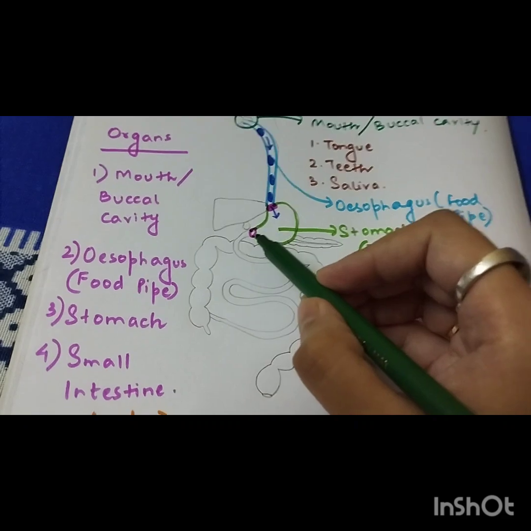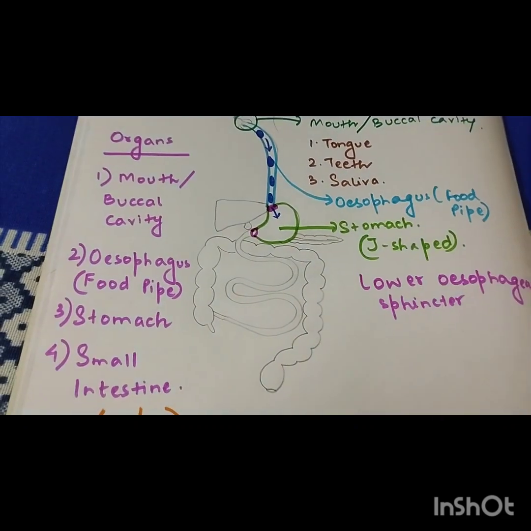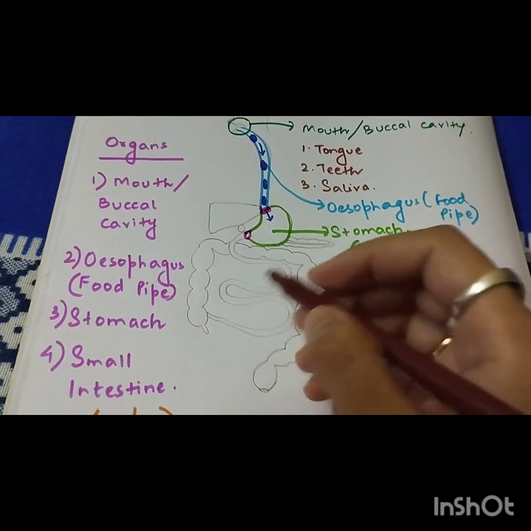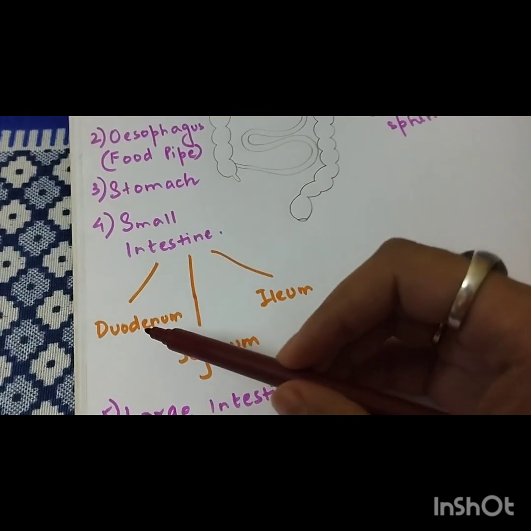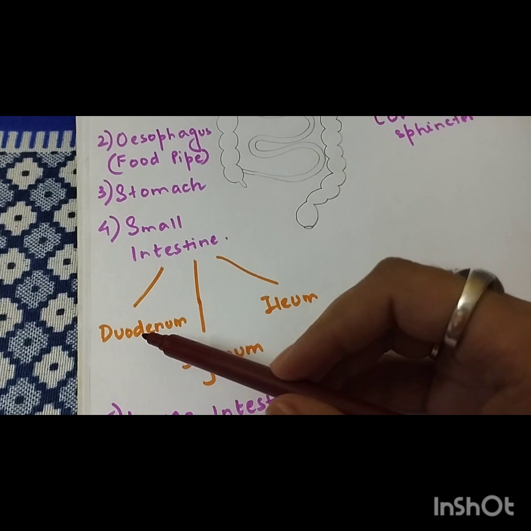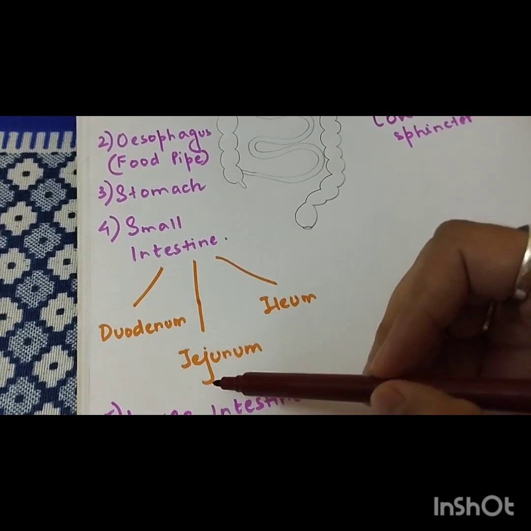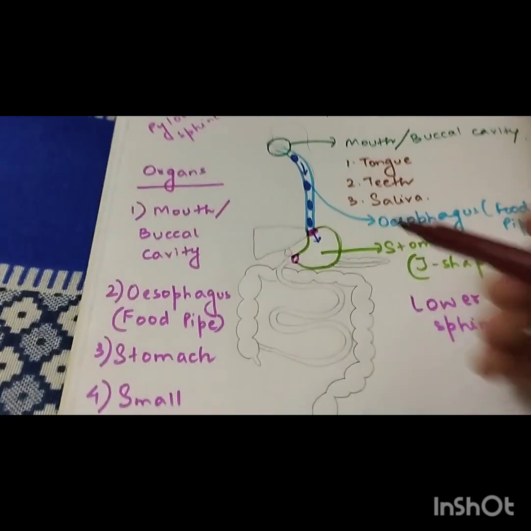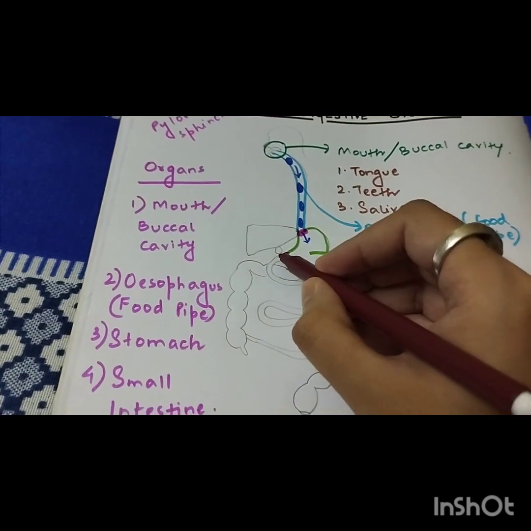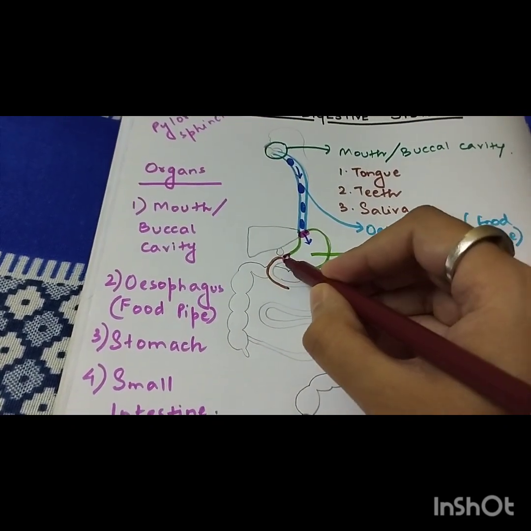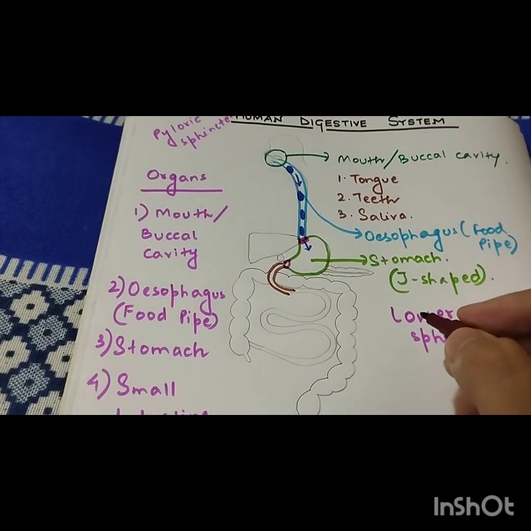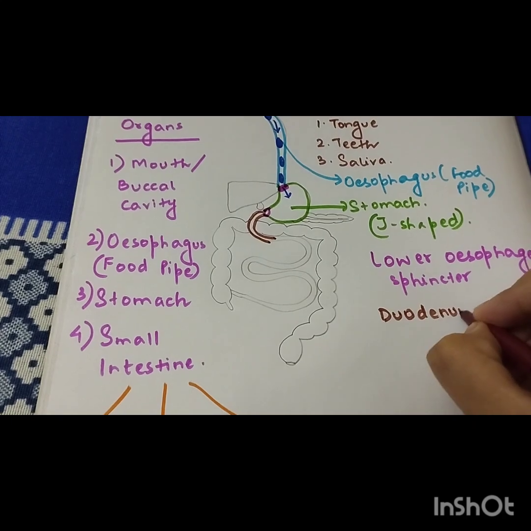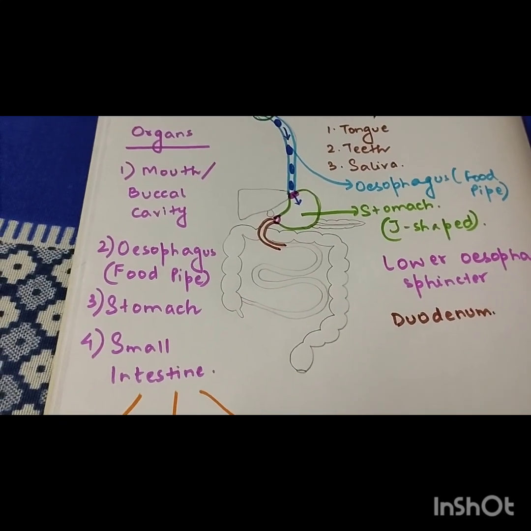Where the stomach ends, the small intestine starts. The small intestine has three parts, which I discussed earlier. The first part is known as the duodenum. The second part is known as the jejunum. The third part is known as the ileum. So which one is the duodenum? This part is known as the duodenum. D-U-O-D-E-N-U-M. Duodenum.